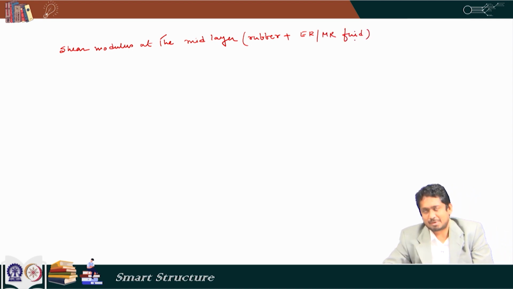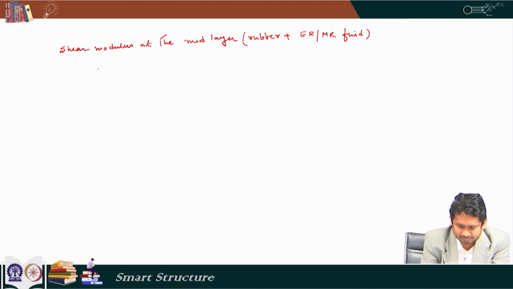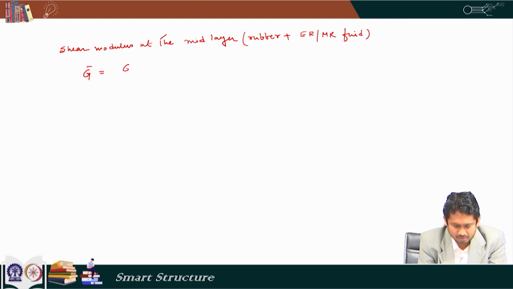Now, rubber and ER MR fluid have different shear modulus. So, we define something called equivalent shear modulus of that layer, and that we just do by the rule of mixture. So, for that we write G bar, the shear modulus at the mid layer, is equal to GR multiplied by BR by B plus G star multiplied by 1 minus BR by B.